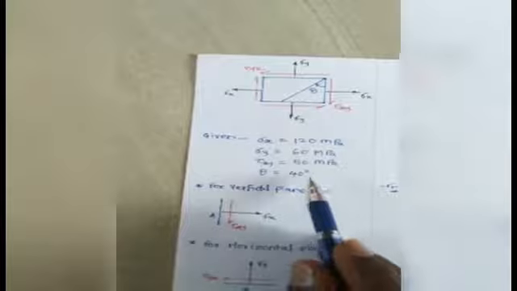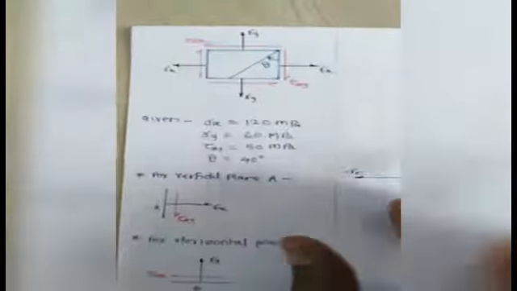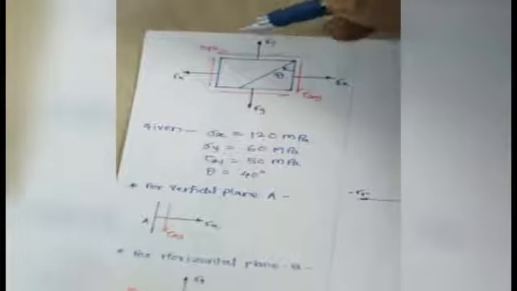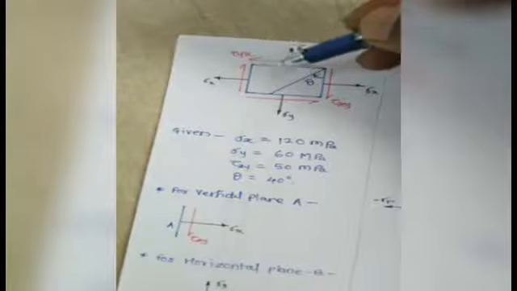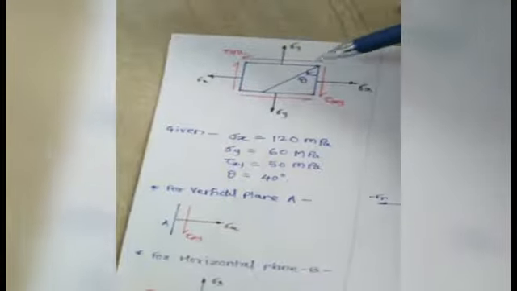Then this angle of inclination theta is also given. Theta is equal to 40 degrees clockwise with this vertical plane. These are the things given in this numerical. Now we have to find the normal stress coming on this inclined plane, and also the tangential stress coming on this inclined plane.